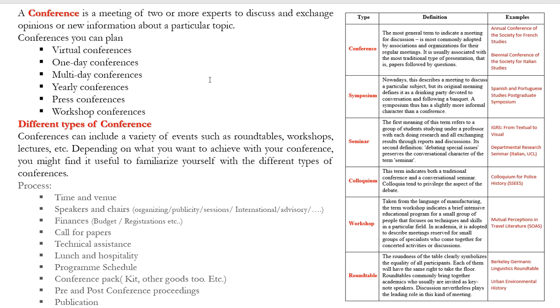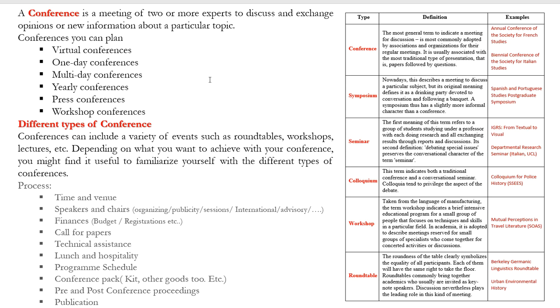Generally, what is a conference? A conference is a meeting of two or more experts or professionals to discuss a subject, professional talks, or scientific talks, whatever it may be, and they exchange their opinions and new information about a particular topic or different topics. Generally, this is called a conference.